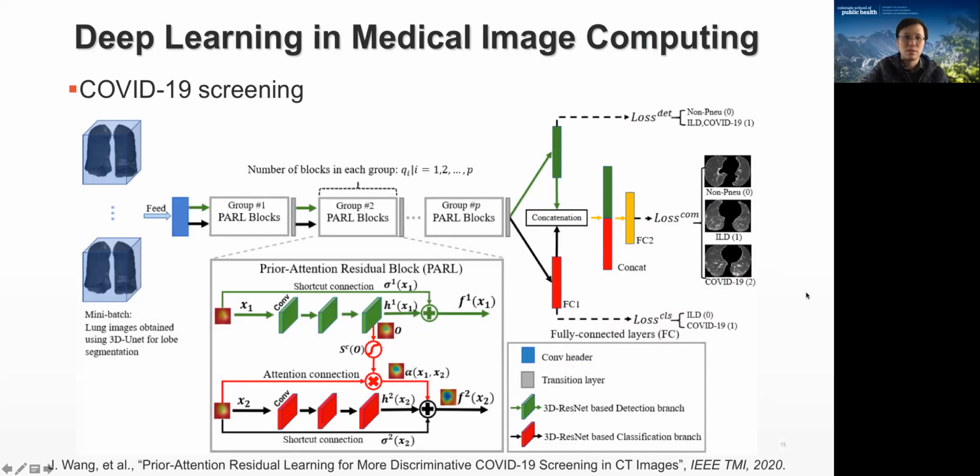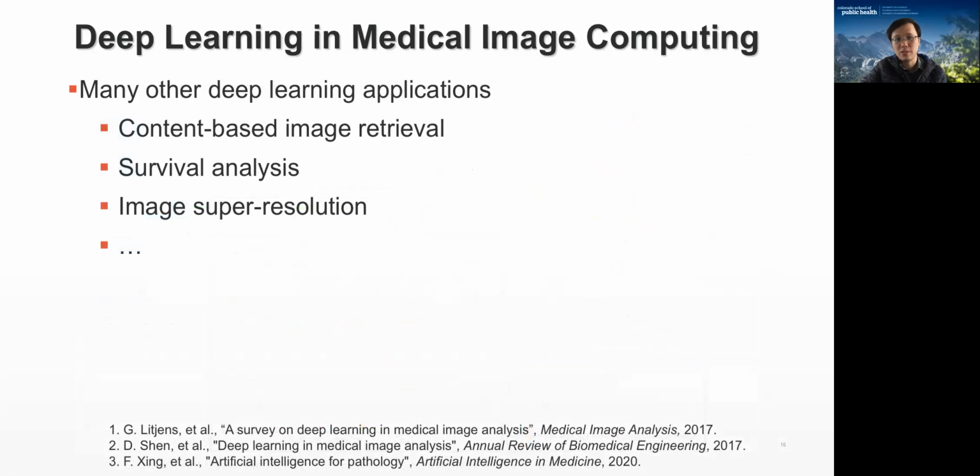In addition to these applications, you can also find many other deep learning applications in medical image computing, such as survival analysis based on images, probably combined with genomics data as well, and also image segmentation as well as content-based image retrieval. You can find many applications of deep learning in medical image computing, and I will provide a few survey papers here. You can find many of them in the papers. Okay, so this is just a quick introduction to medical image computing.